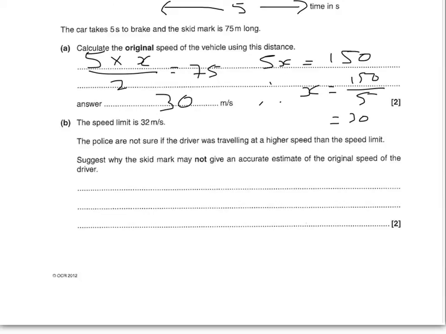You could say that the tread of the tyre may affect skidding, or it may have been a wet, icy or slippy road. You could say that the weight or the load in the car would affect the length of the skid mark. And you can also say the length of a skid mark is not the same as the braking distance.